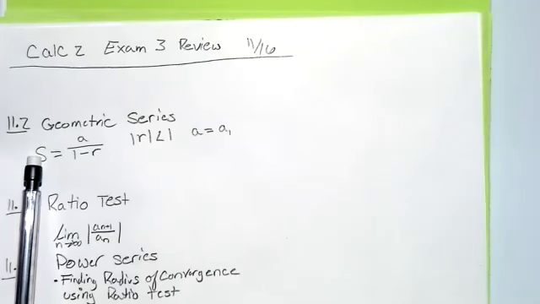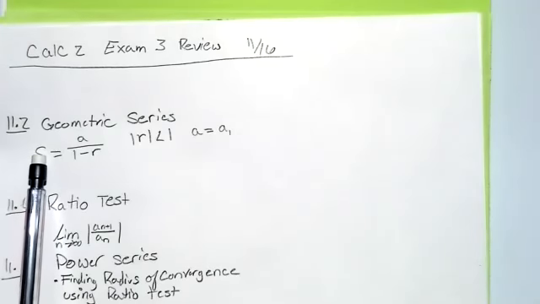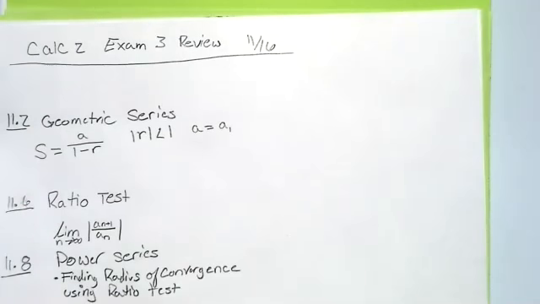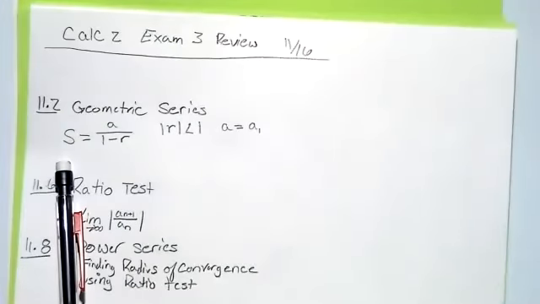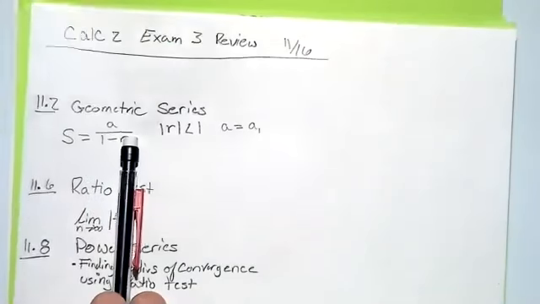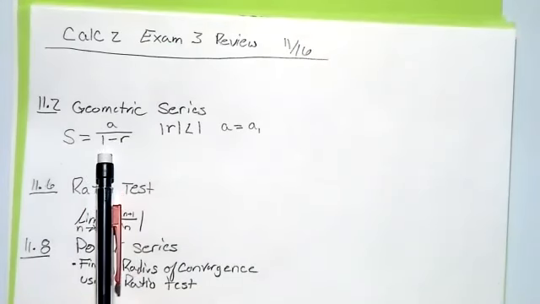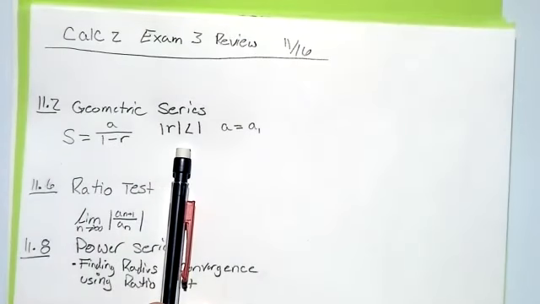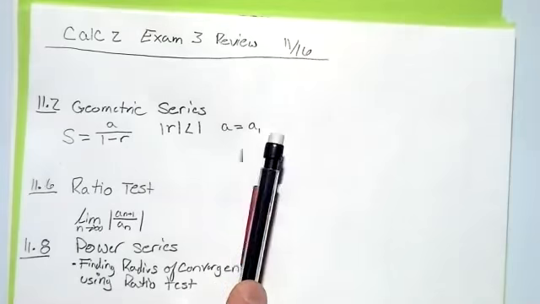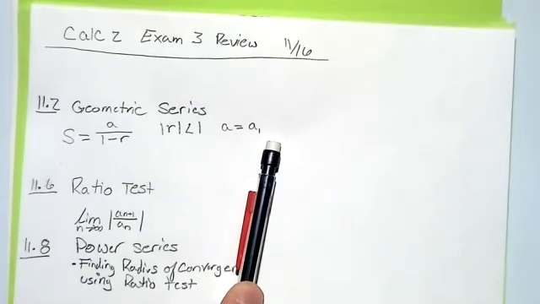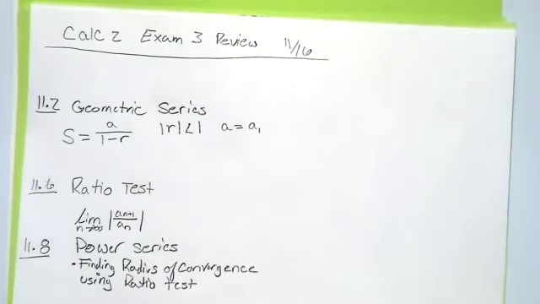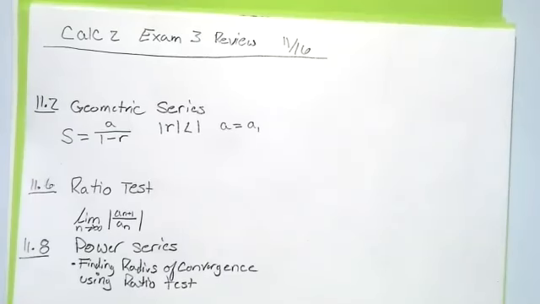Section 11.2, working with geometric series. The biggest thing we need to know is how to find the sum of an infinite geometric series. The sum is going to be this formula right here. Our sum will equal a over 1 minus r, where the absolute value of r has to be less than 1. If it's greater than 1, we are going to have a divergent series that will not have a sum. And a is equal to the first term of our series. So that will be the first section on the exam.